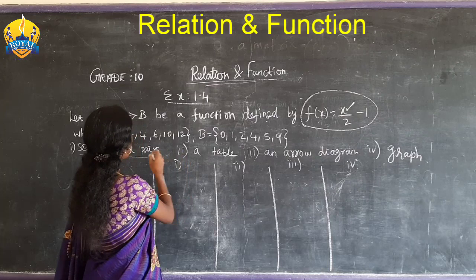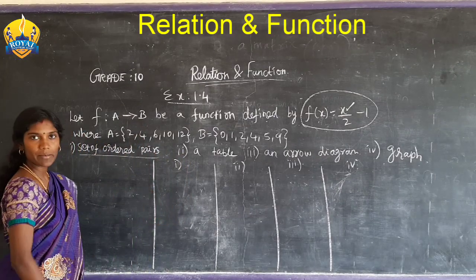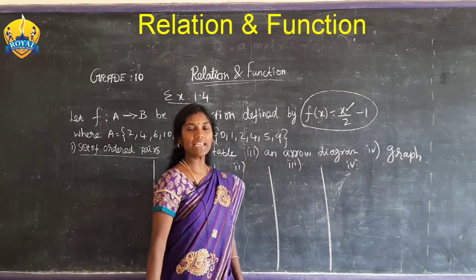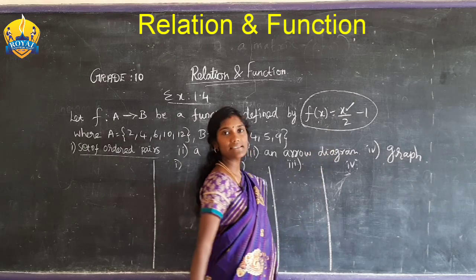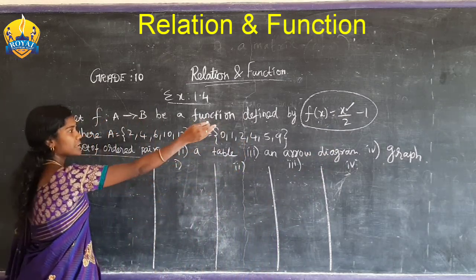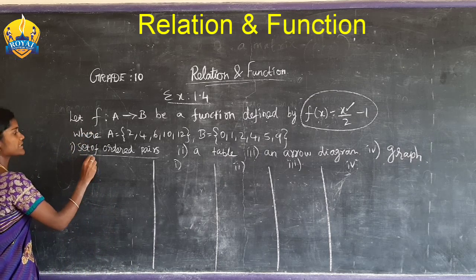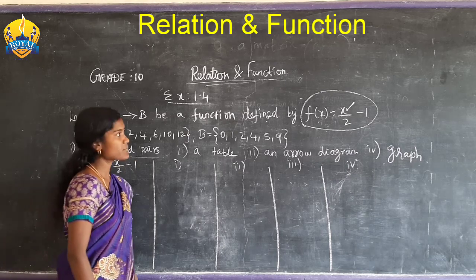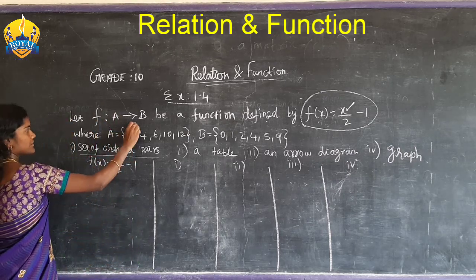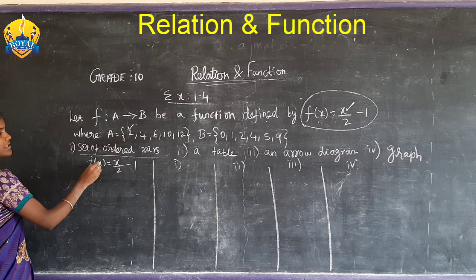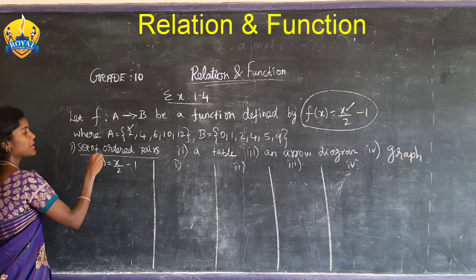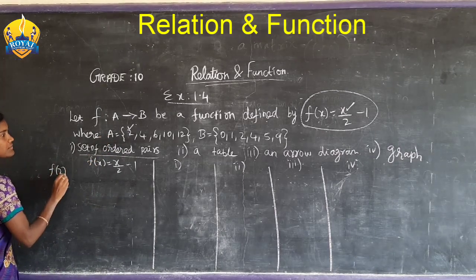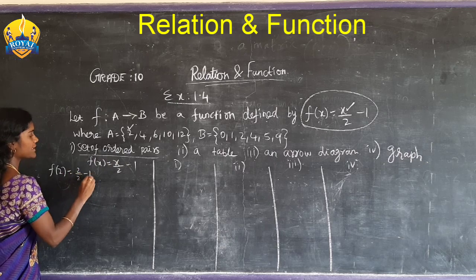Then you have to do it in four ways. The first is set of ordered pairs. Second, table. Third, denote the pairs in an arrow diagram. Fourth is graph. Here the condition is f of x is equal to x by 2 minus 1. First, for f of x, you substitute 2 instead of x. So f of 2 means 2 by 2 minus 1.